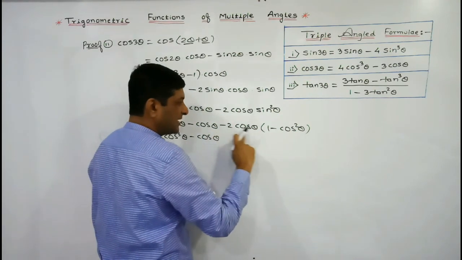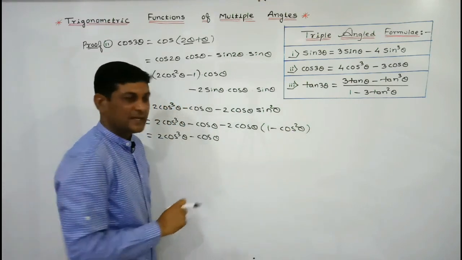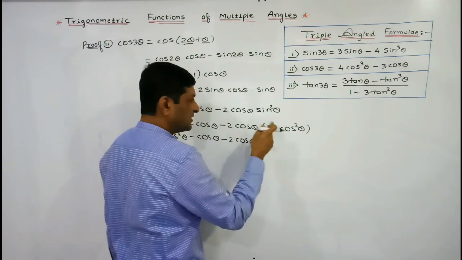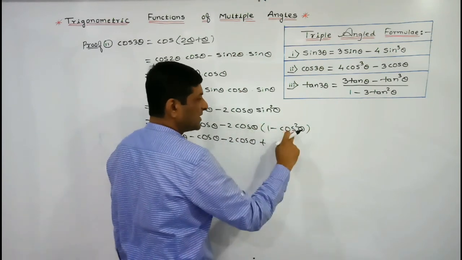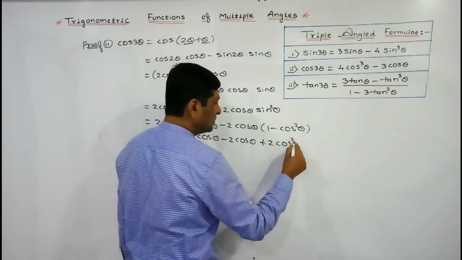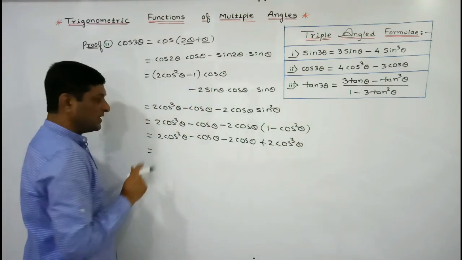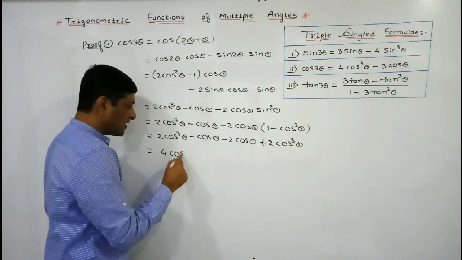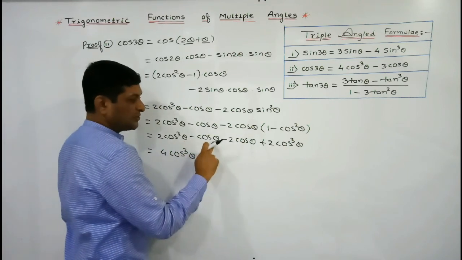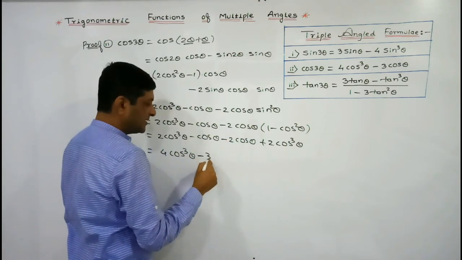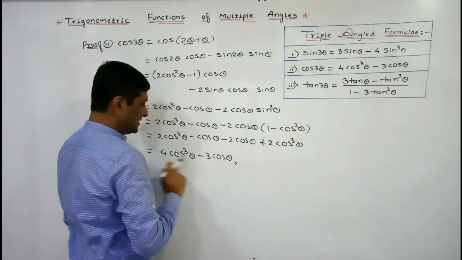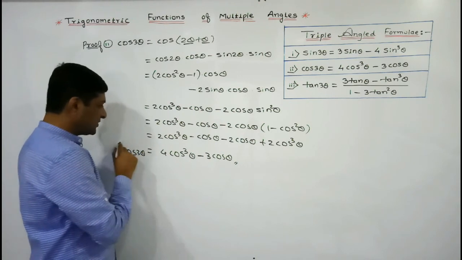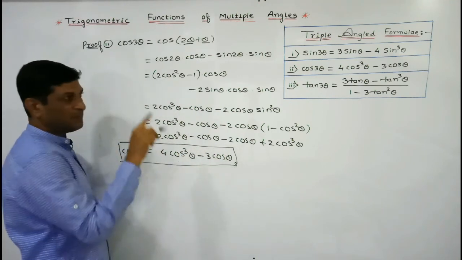I am multiplying by minus 2 cos theta to both the terms in this bracket. Minus 2 cos theta into 1 is minus 2 cos theta, minus into minus is plus, and 2 cos theta into cos square will be 2 cos cube theta. So which is equal to, now 2 cos cube plus 2 cos cube will be equal to 4 cos cube theta, and minus cos theta minus 2 cos theta will be minus 3 cos theta, and this is nothing but our required value of what? Cos 3 theta. We have proved that cos 3 theta is equal to 4 cos cube theta minus 3 cos theta.